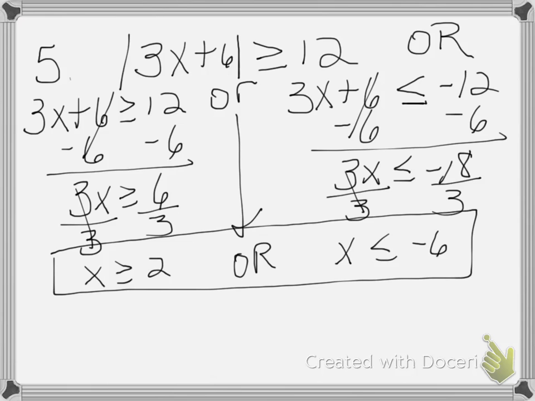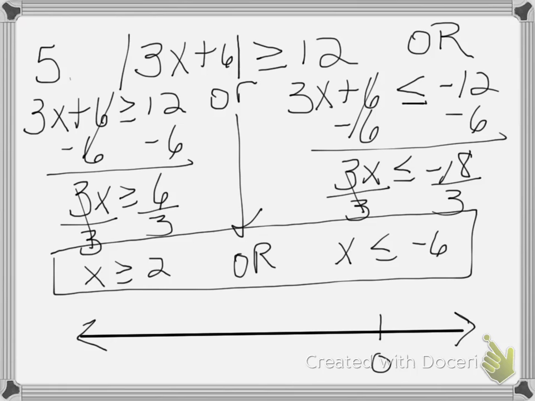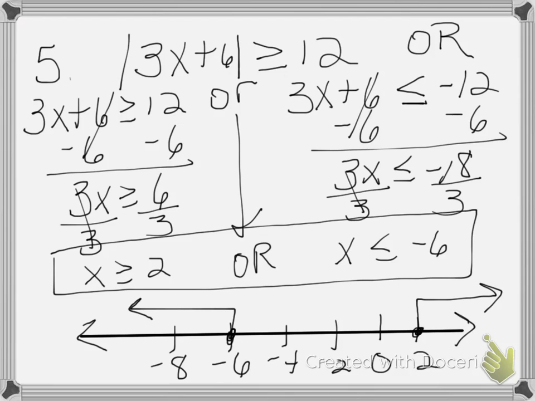Now to graph it, it's a closed circle at 2 and everything to the right of 2, which is greater than or equal to 2, and closed circle at negative 6 and everything to the left.